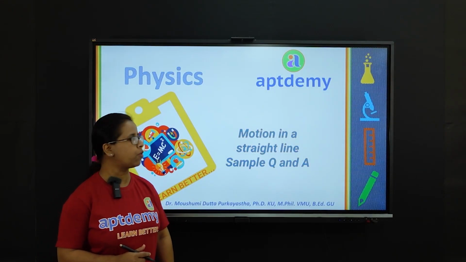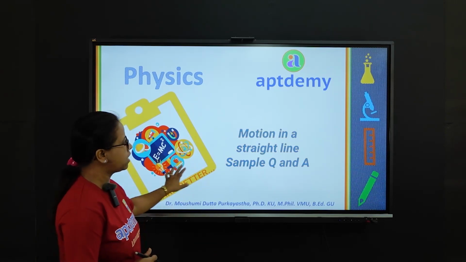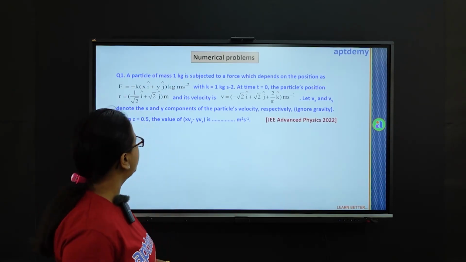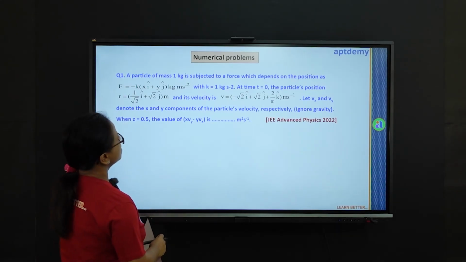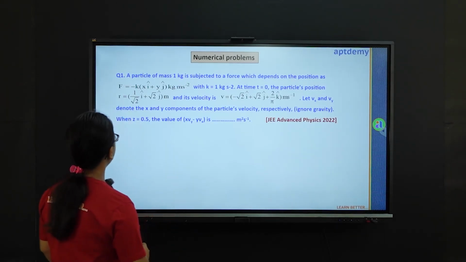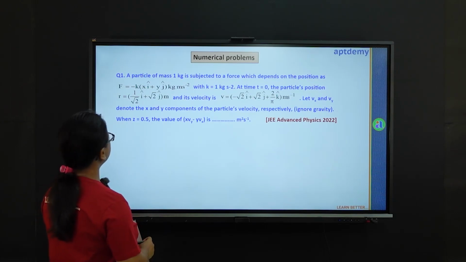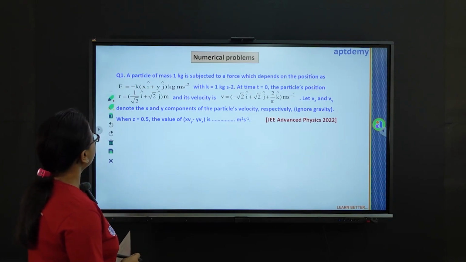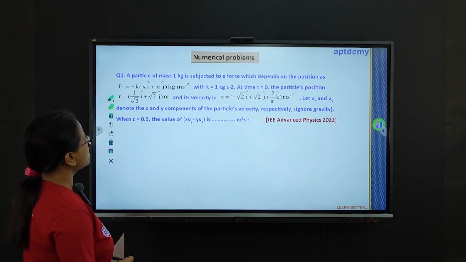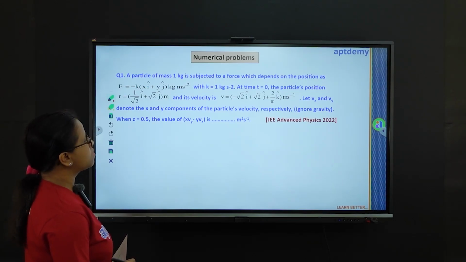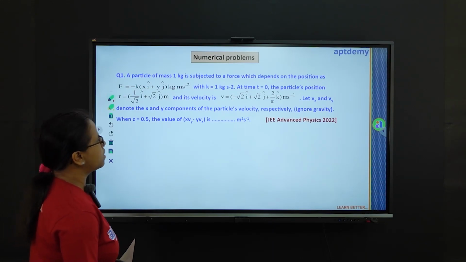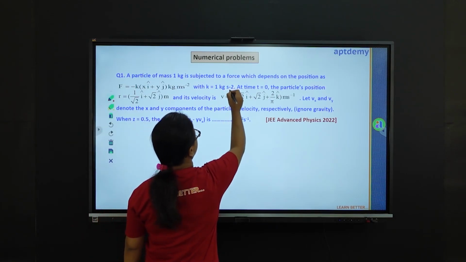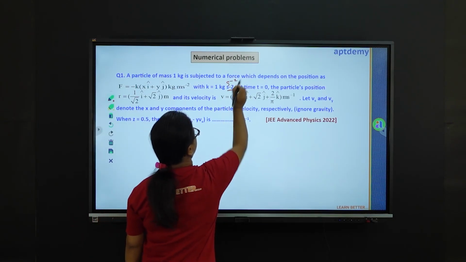Let us look at some important problems on motion in a straight line. The first problem: a particle of mass 1 kg is subjected to a force which depends on the position as F equals minus k (x i cap plus y j cap) in kg meter per second square, with k equals 1 kg per second square. So this is per second square.